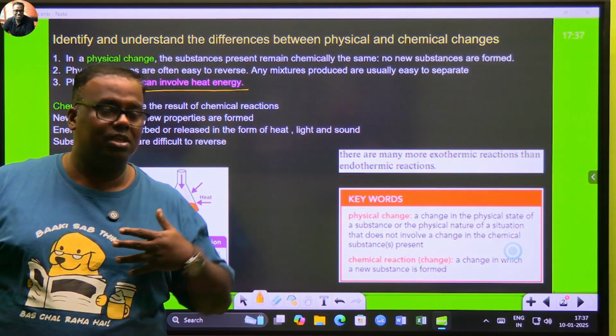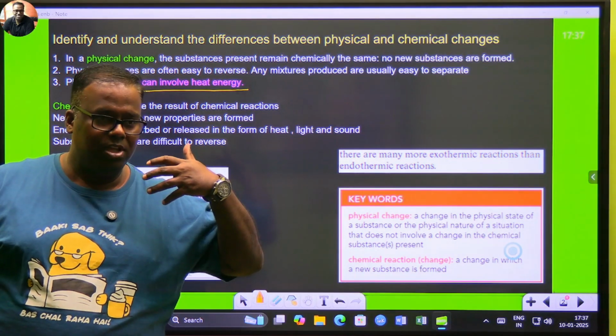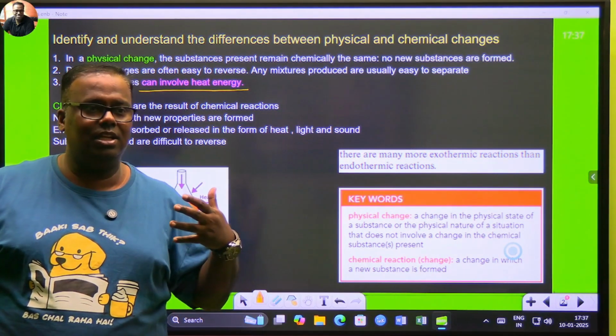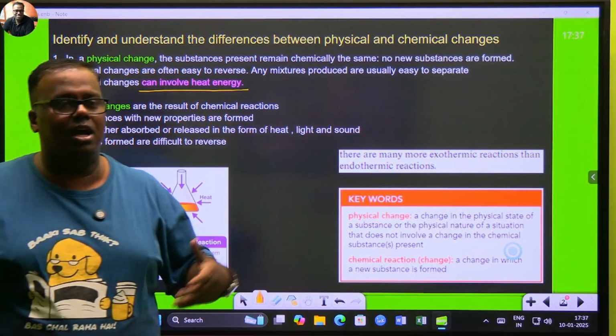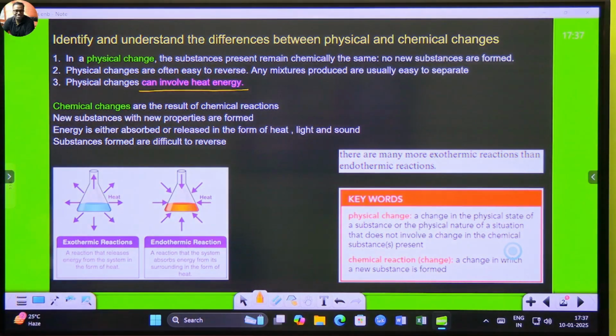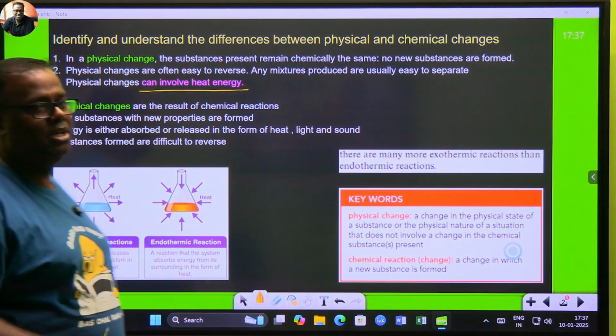Like when I melt, I am taking in heat. When I'm vaporizing, I'm taking in heat. When I condense, I release heat. When I freeze, I release heat. Clear? Okay. Next we talk about chemical changes.